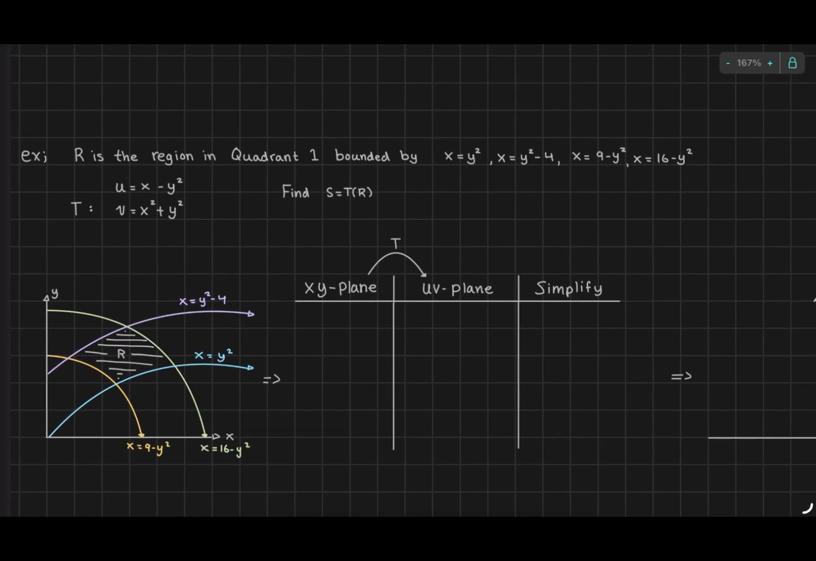R is the region in quadrant 1 bounded by x is equal to y squared, x is equal to y squared minus 4, x is equal to 9 minus y squared, and x is equal to 16 minus y squared. Our transformation is given as u is equal to x minus y squared, v is equal to x squared plus y squared. Find S is equal to the transformation of R. So it's asking us for the exact same thing here.